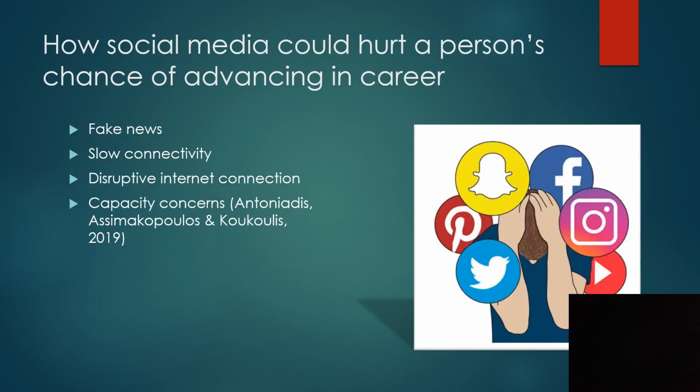How social media could hurt a person's chance of advancing in career. The theme of this slide is how social media could hurt a person's chance of advancing in career. The reasons are fake news, slow connectivity, disruptive internet connection, and capacity concerns. Fake news hurts the individual's sentiments of the students as they experience heartbreak on not getting the real news.